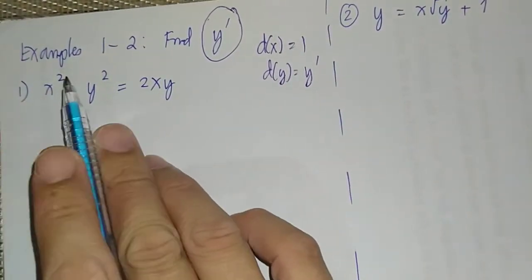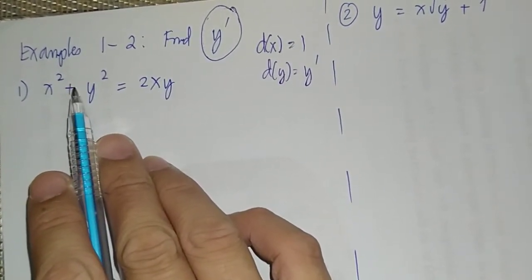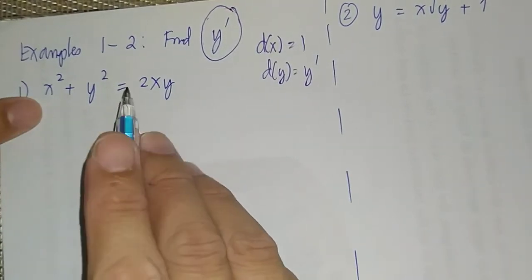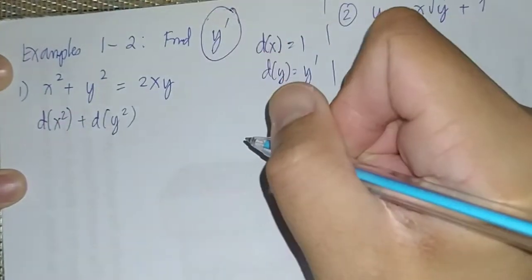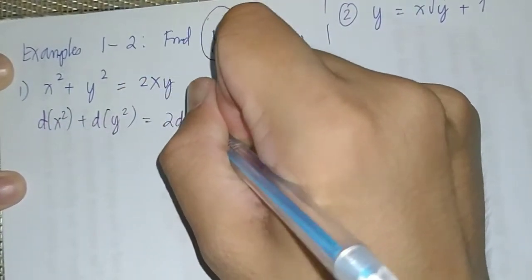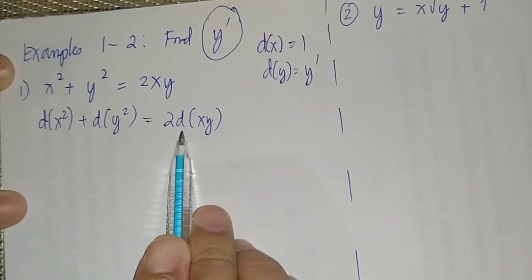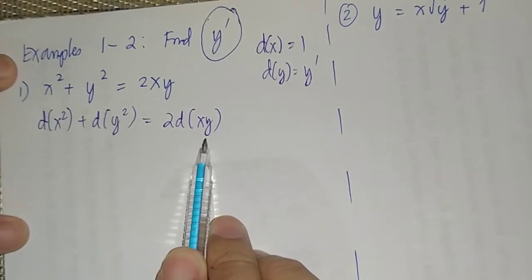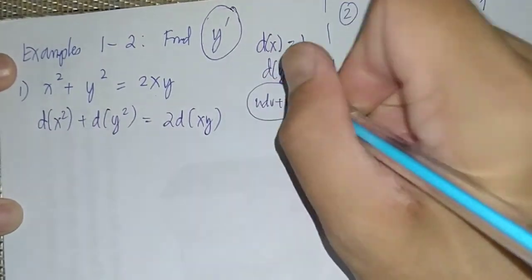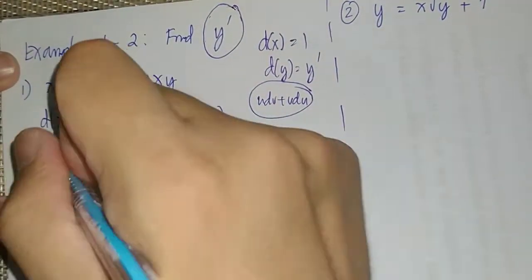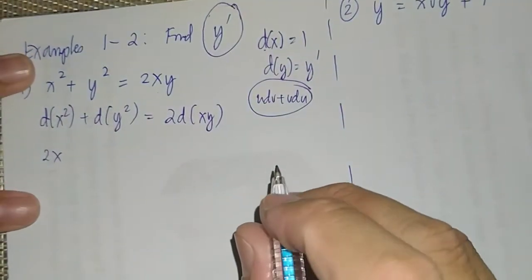So, always remember that. So, that is to be applied here. So, term by term, gagamitan natin siya ng formulas na natutunan natin previously. So, derivative of x squared plus derivative of y squared is equal to 2 derivative of xy. Since 2 is a constant, you have to put that 2 outside the operator d. So, xy is a product, derivative of a product. So, gagamit tayo ng u dv plus v du. Diba? Gamit na gamit yan hanggang ngayon. So, derivative of x squared is simply 2x. Kasi with respect to x tayo. So, derivative of x squared is 2x.